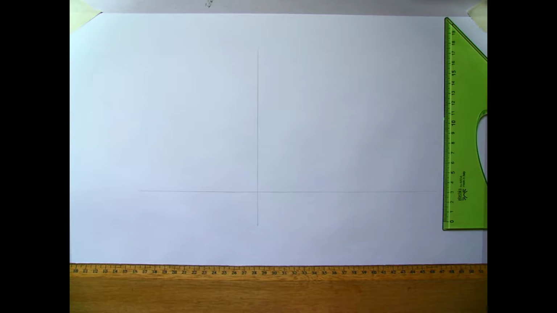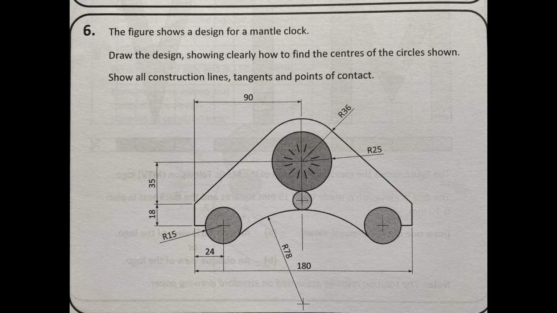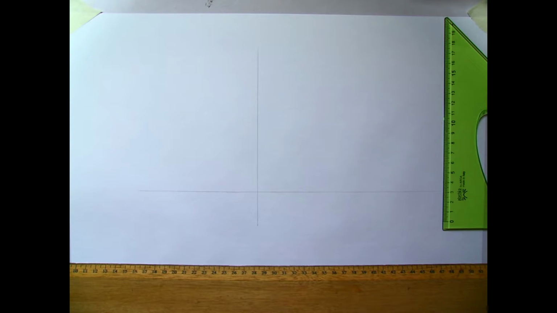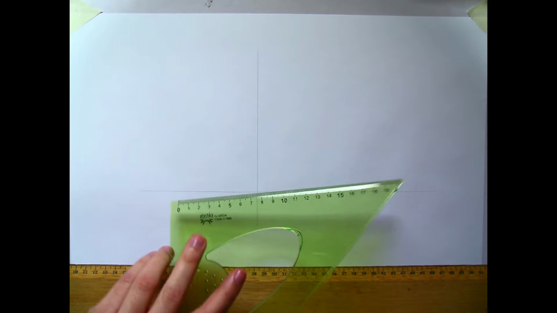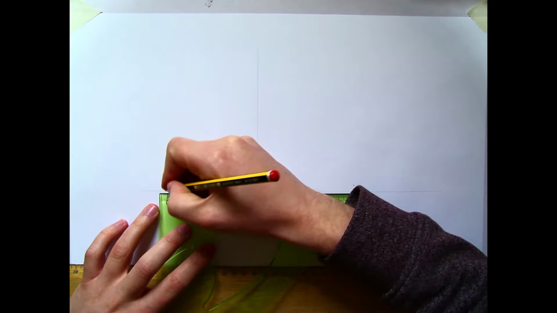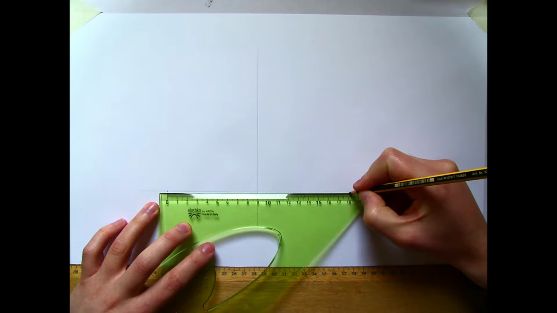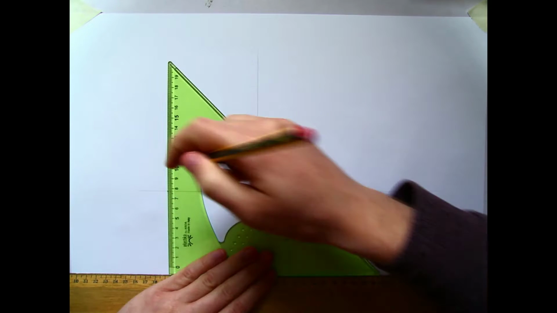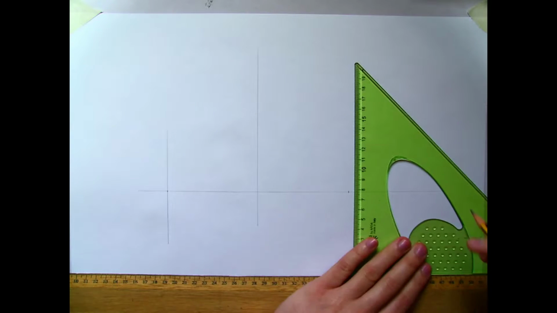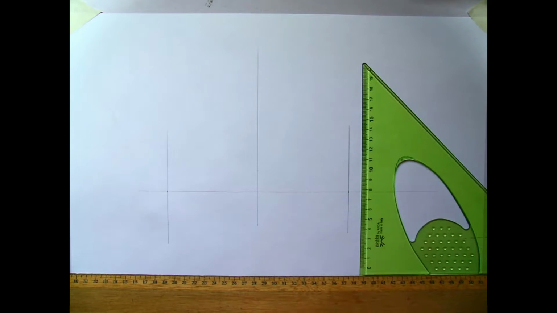So what I'm going to start with first, if you look at the question, the full width of this object is 180, so I'm going to mark that, and that's going to be 90 either side of the center line. So let's mark that first. So we've got 90 to the left and 90 to the right. I'm just going to draw two vertical lines here, and they're going to help me make sure I keep everything within those two lines.